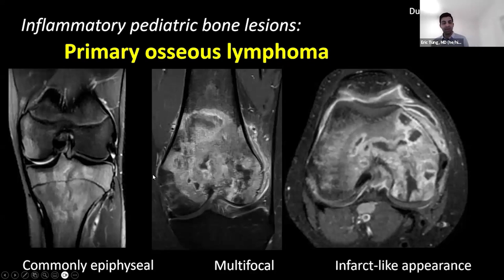And what's been described is having this infarct-like appearance, where you have these serpiginous areas of non-enhancement within the lesion that look like an infarct, and that can lead you to have that as the leading diagnosis on your differential.